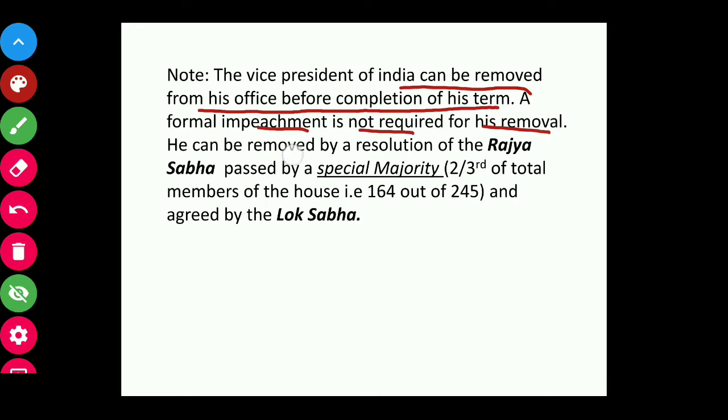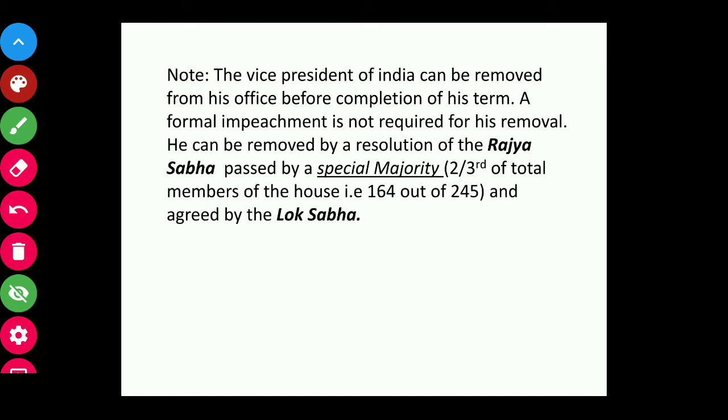He can be removed by resolution of Rajya Sabha passed by special majority of 2/3 of the total members of the House. That is the 164 out of 245, and agreed by the Lok Sabha.